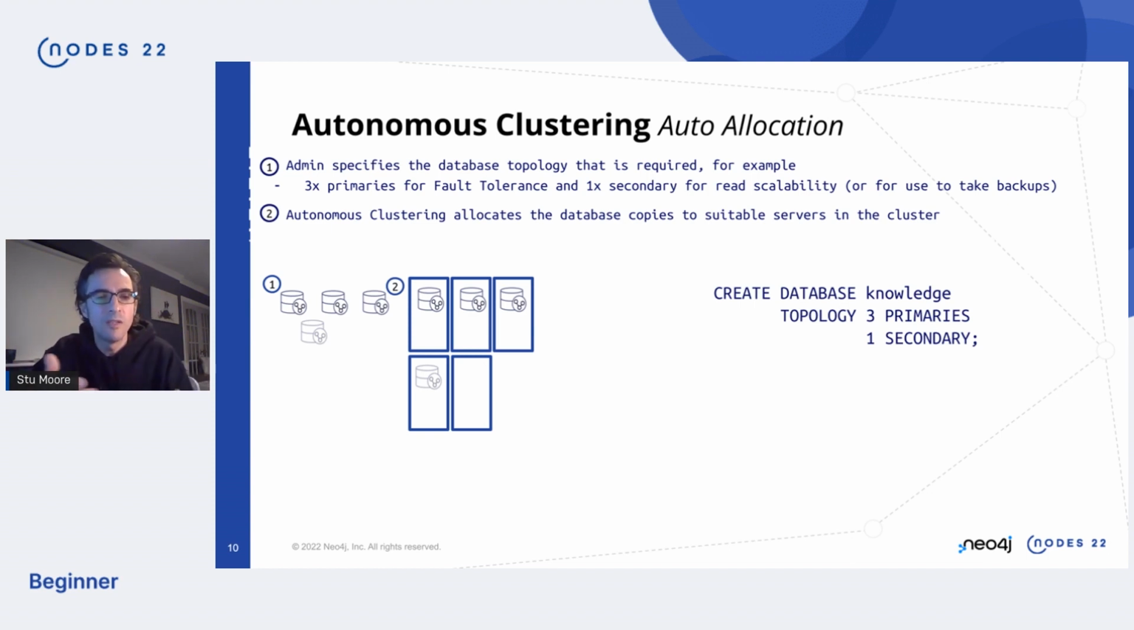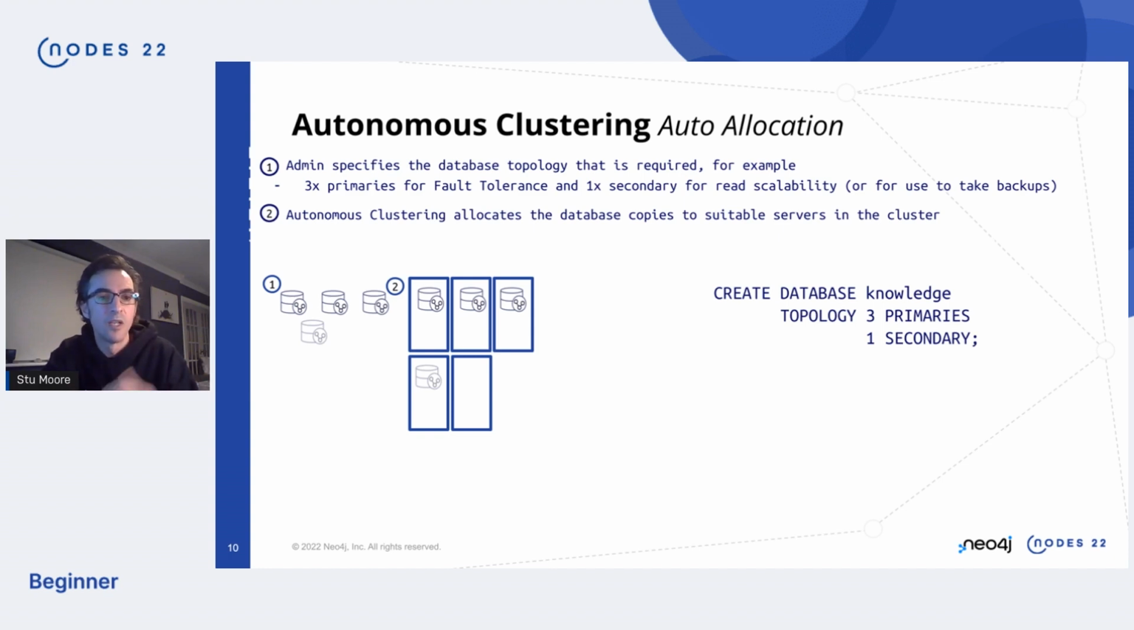What's required? Well, you need only specify what you need, and the cluster figures out where to run it. So you'll say, I want to create a database, and I'm giving it the name knowledge. And the topology that I want to create within the cluster is 3 primary copies, because I want some level of fault tolerance, and 1 additional secondary copy to provide read replica, read query support. I also want to use it to take my backups because I don't want to place a load on the primary databases. So you just issue the command, autonomous clustering picks 4 appropriate servers within the cluster, and that's job done.